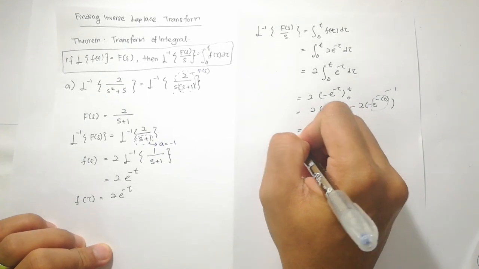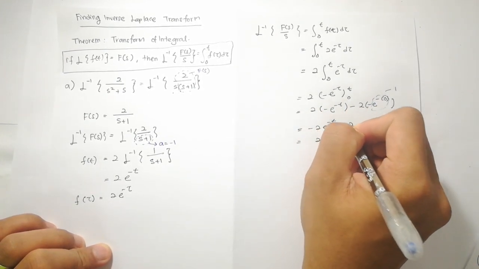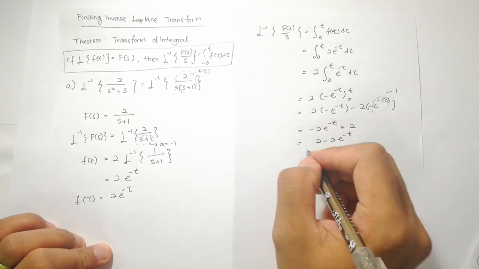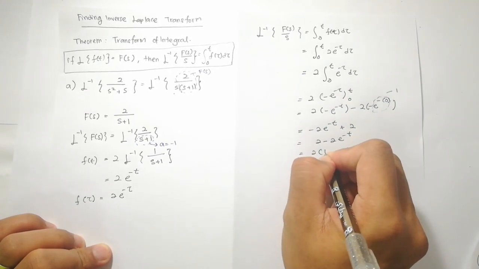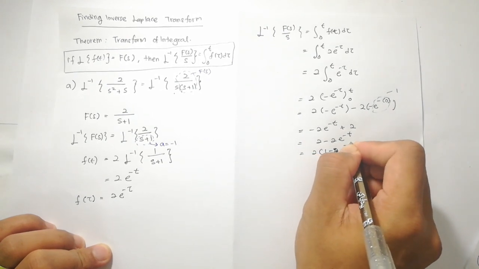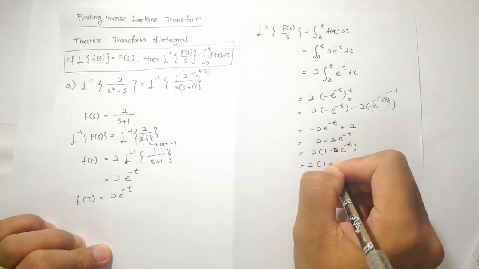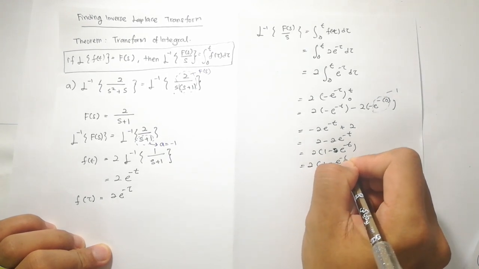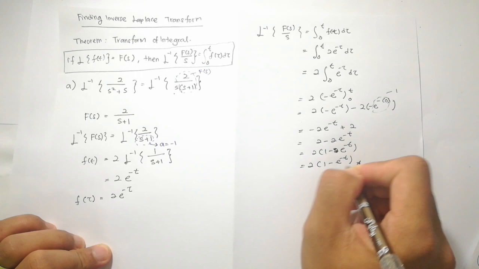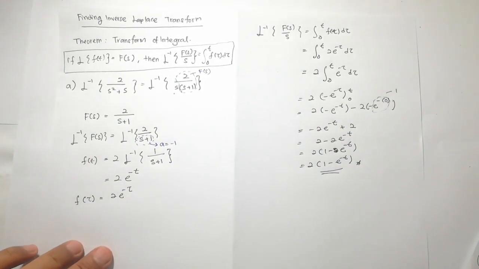And then we have over here 2 minus 2e^(-t), and then we can factorize it. So we have 2 times (1 minus e^(-t)). I just rewrite it again. So we have 2(1 − e^(-t)). So this is the inverse Laplace transform for our question.